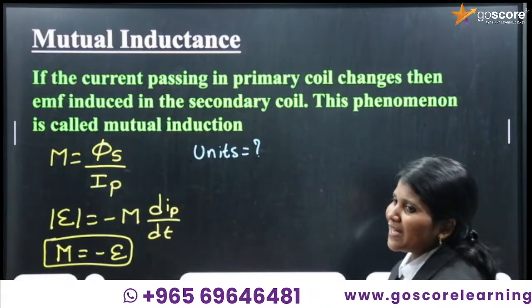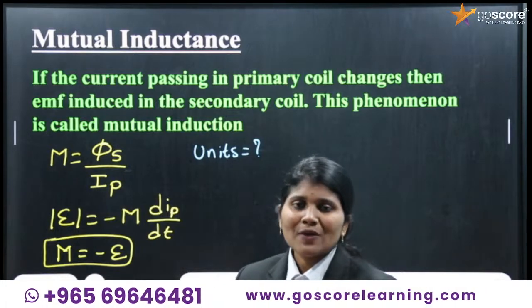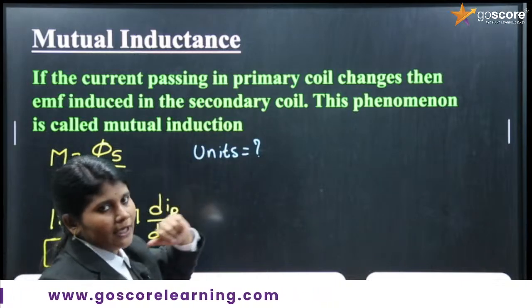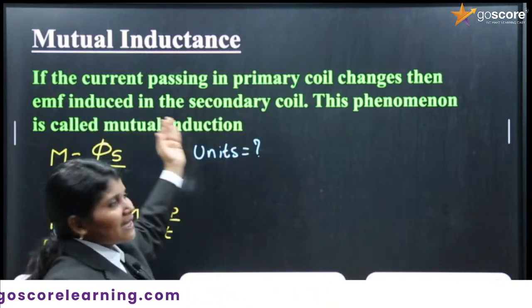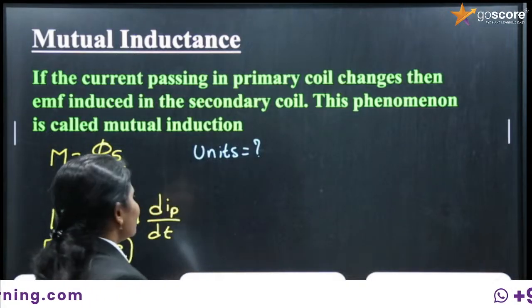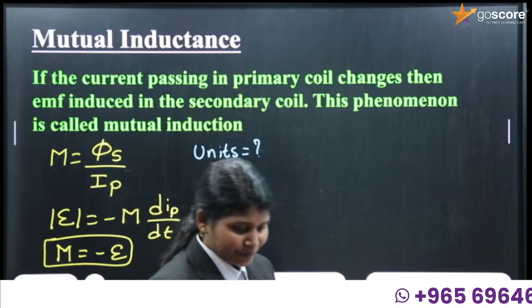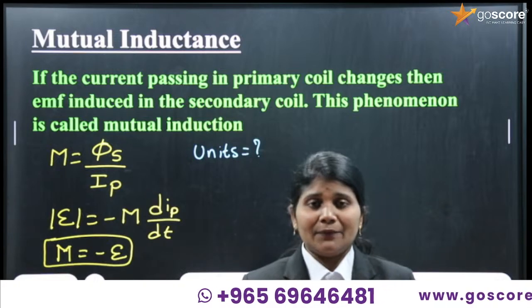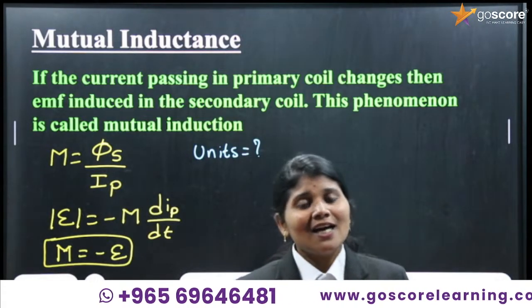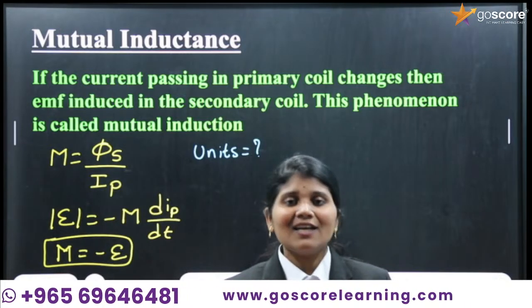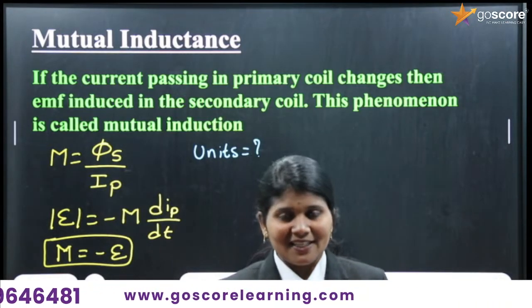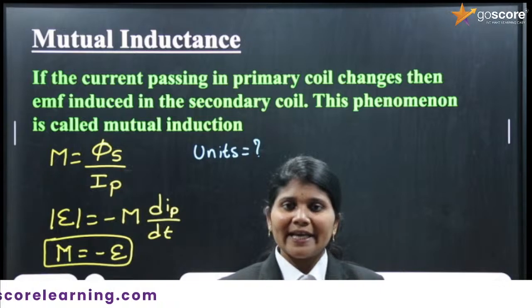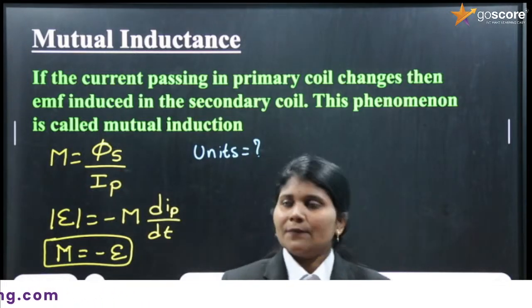Next, mutual inductance. Here, if the current passing through the primary coil changes, then EMF is induced in the secondary coil. This phenomenon is called mutual inductance. We are giving supply to one coil, and in that coil we get current. Then the EMF is produced in another coil. That type of inductance we call mutual inductance.